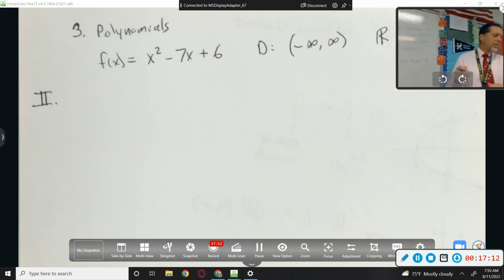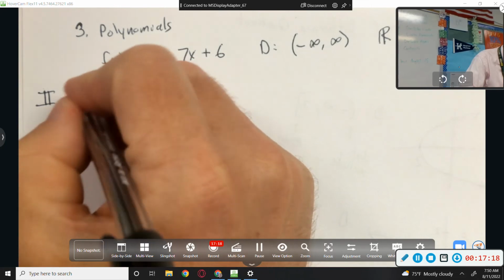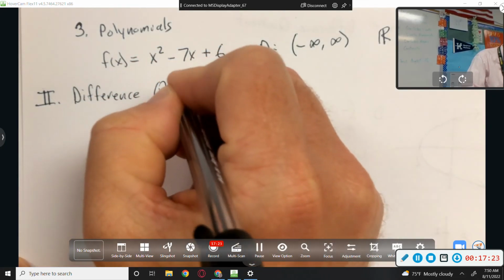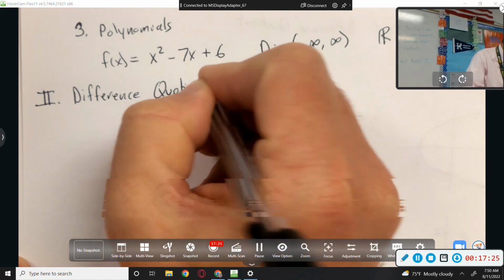Second big topic of the day, and again, usually if there's 2 Roman numerals, they're related to each other. They're not today. The difference quotient.